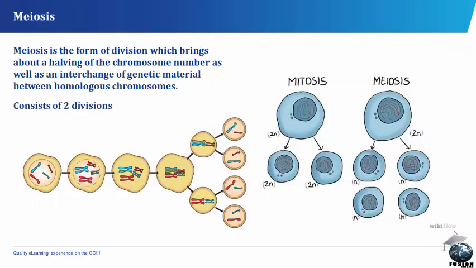Meiosis. Meiosis is the form of division which brings about a halving of the chromosome number as well as an interchange of genetic materials between homologous chromosomes. In animals, meiosis takes place at the formation of the gametes, and in diploid plants at the formation of spores. It consists of 2 divisions.